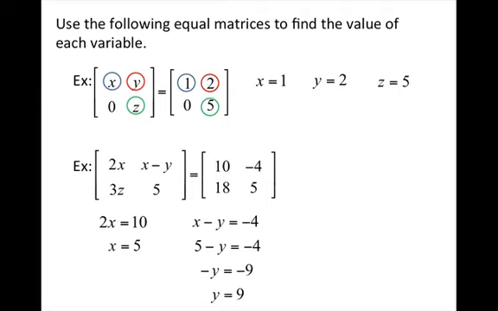Next, look at row 2, column 1. In the first matrix, I have a 3z, and in the second matrix, I have an 18. So I know 3z has to equal 18. If I divide by 3, I get that z equals 6.